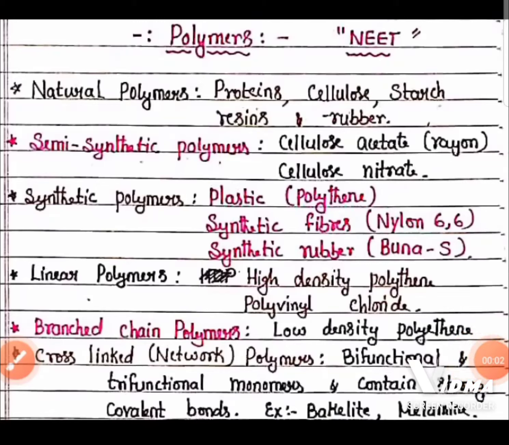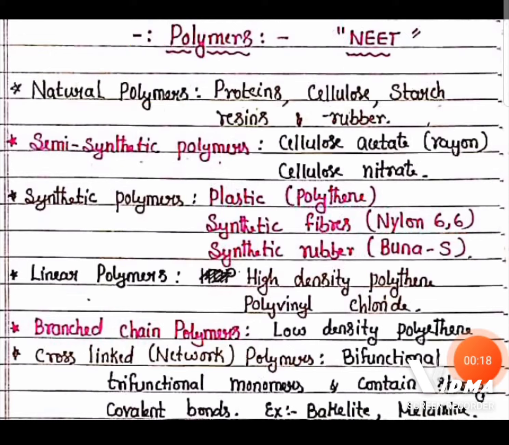Polymer is one of the important chapters in 12th CBSE chemistry, and this video covers the important points for the coming NEET exam. So let us start with the natural polymers. Examples of natural polymers include protein, cellulose, starch, resin and rubber.